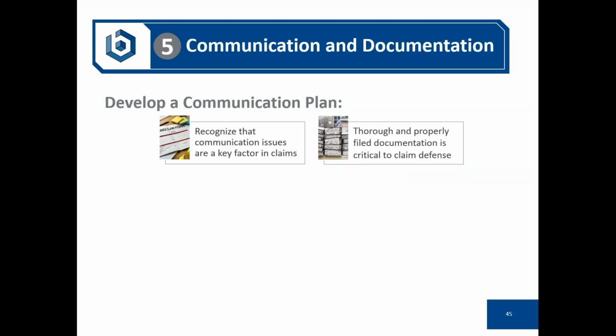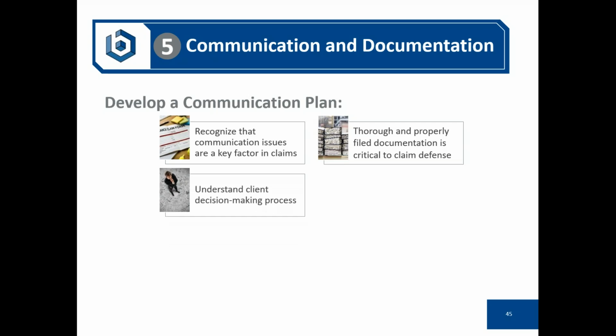It's very important that you have thorough and properly filed documentation throughout the life of the project. If a claim is filed against your firm, you're going to notify your broker. They're going to notify us as your carrier. We're going to assign one of our claims examiners to your account. And the first thing they're going to ask for is the contract. The second thing they're going to ask for is your project documentation file. And it's important that you be diligent in this throughout the life of the project.